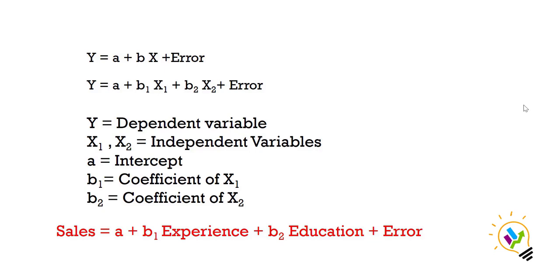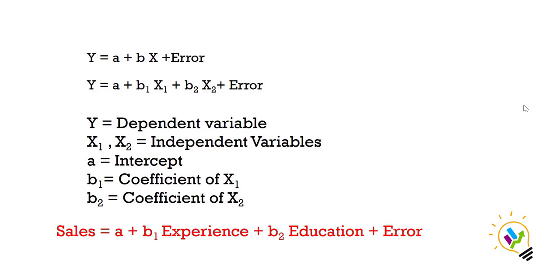Error means, see, the amount of sales performed by an employee is not only explained by experience and education. There may be some other parameter also which explains how much sales the employee is doing for a quarter, right? So here we are trying to understand the impact of experience and education on sales, but the amount of sales performed by the employee is not only explained by experience and education. There may be other, unexplained parameters. That unexplained parameter is treated as an error. So always remember, in the equation we will have errors also. What is error? The unexplained parameter.